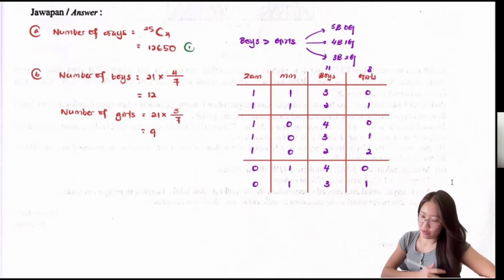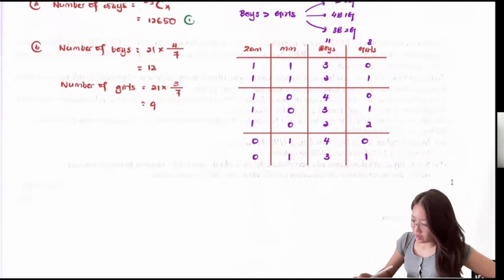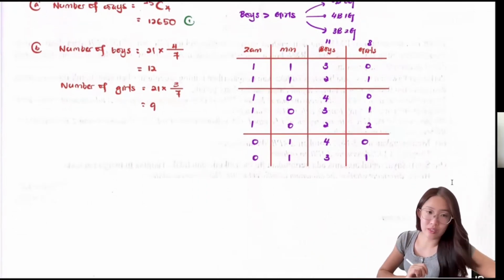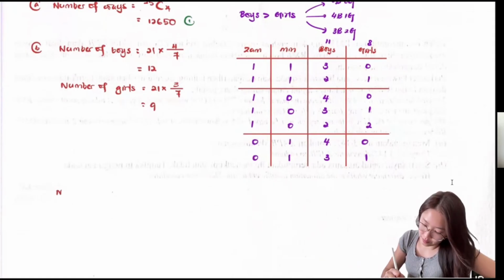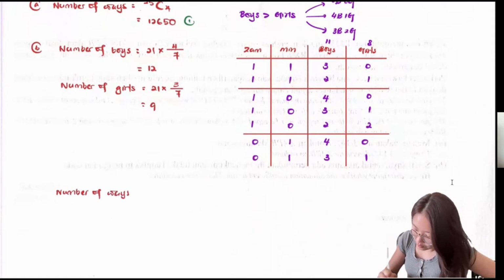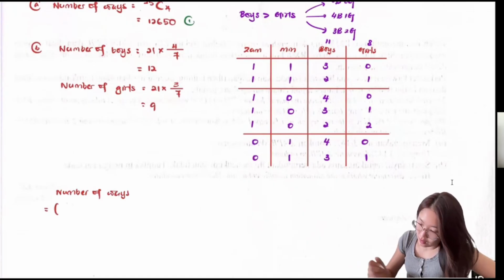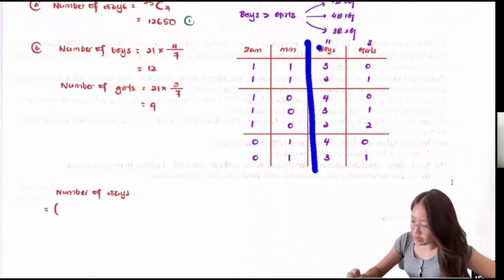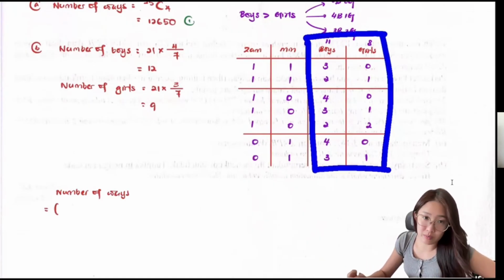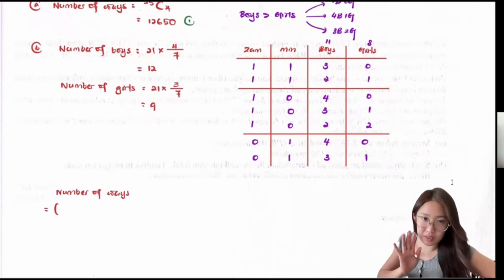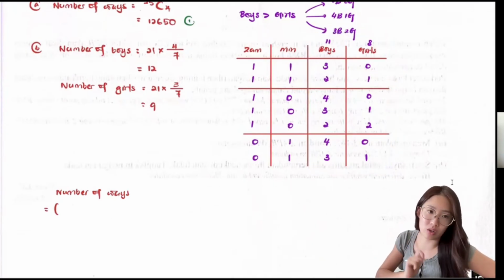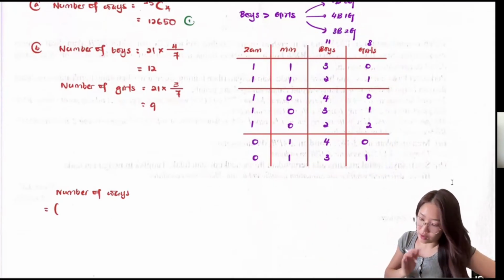Okay, so here, slowly, you have 1, 2, 3, 4, 5, 6, 7 different cases. Slowly, number of ways. We just pay attention to this part. When we are writing, we just write this part. No need to care about Zam and Min because we have considered them already, in or not in. We are just focusing on the ones that we need to choose.